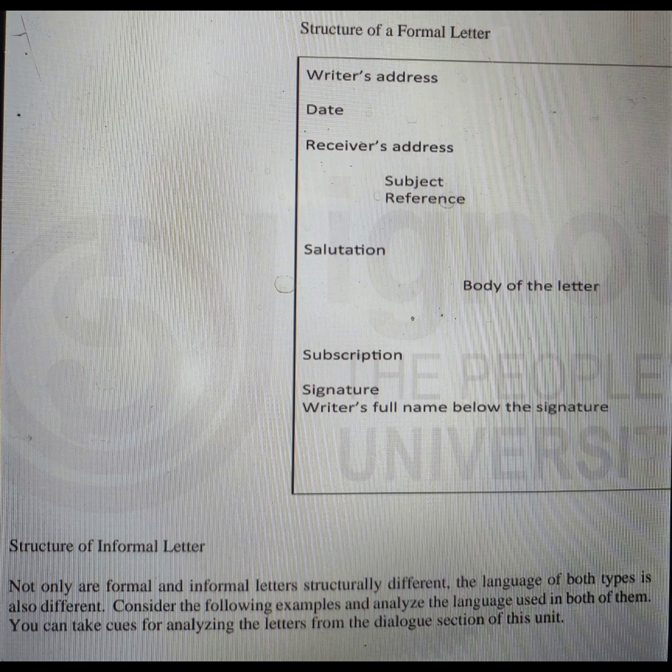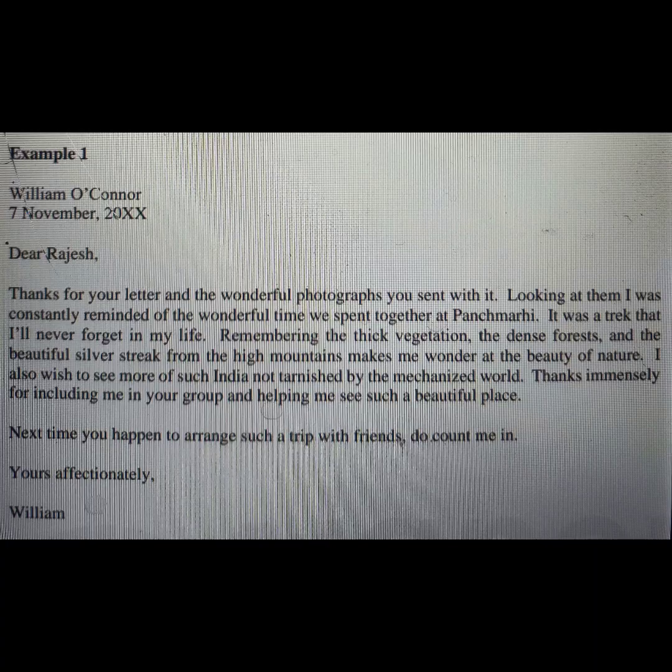Structure of informal letter. Not only are formal and informal letters structurally different, the language of both types is also different. Consider the following examples and analyze the language used in both of them. You can take cues for analyzing the letters from the dialogue section of this unit. Example 1. William O'Connor, the 7th of November 20XX.